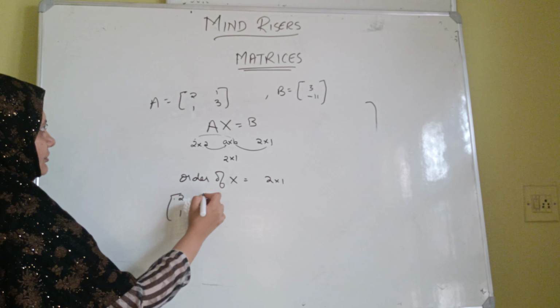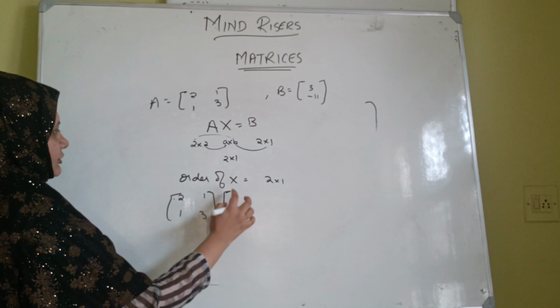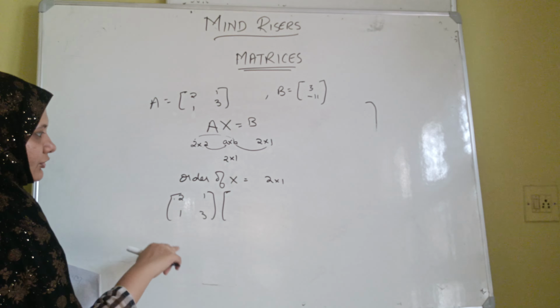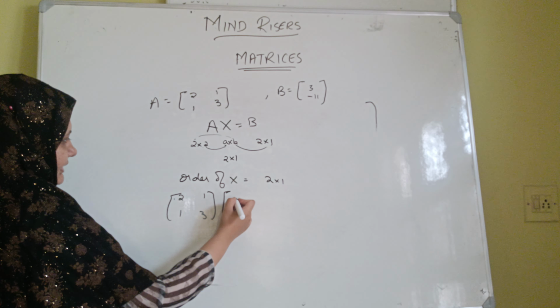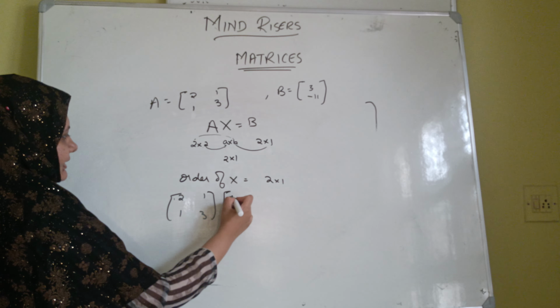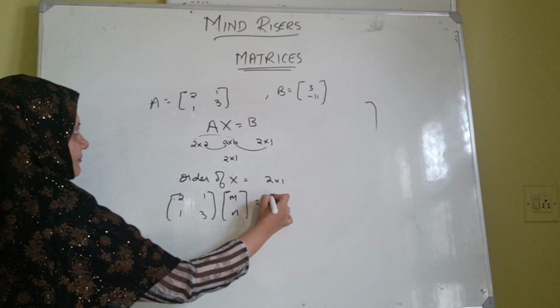Now A we know is 2, 1, 1, 3. So matrix X, since it has 2 rows, 1 column, so altogether there are 2 numbers which we do not know what they are. So I can take it as m and n.